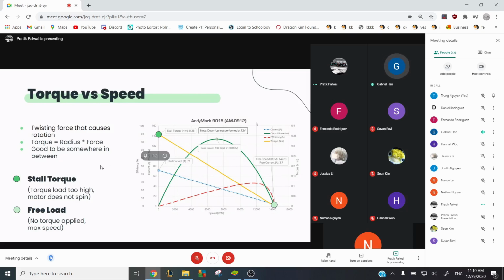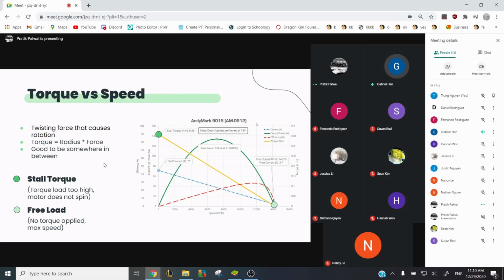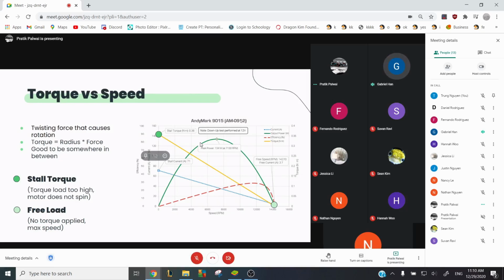And so usually your motor is going to have speed and torque, and it's good to have a balance between the two. You can measure or calculate torque by doing radius times force. That's just a generic formula.